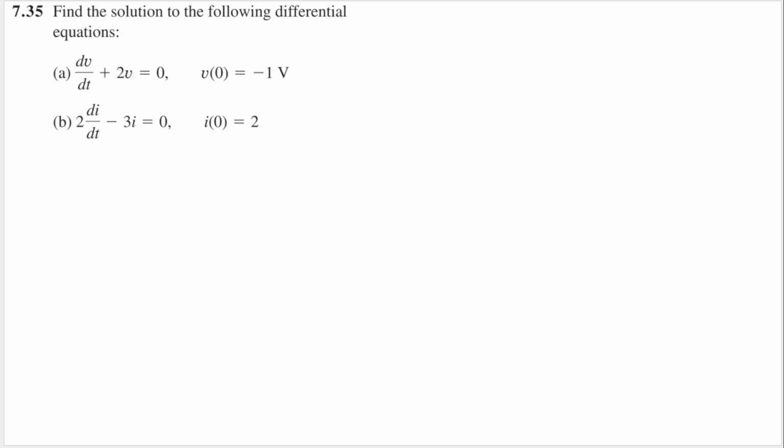Okay, now move on to question B. Okay, let's rewrite the question first. So we will have the question B: 2 di over dt minus 3i is equal to 0, and then i(0) is equal to 2. Okay, now again we can do separation of variables.